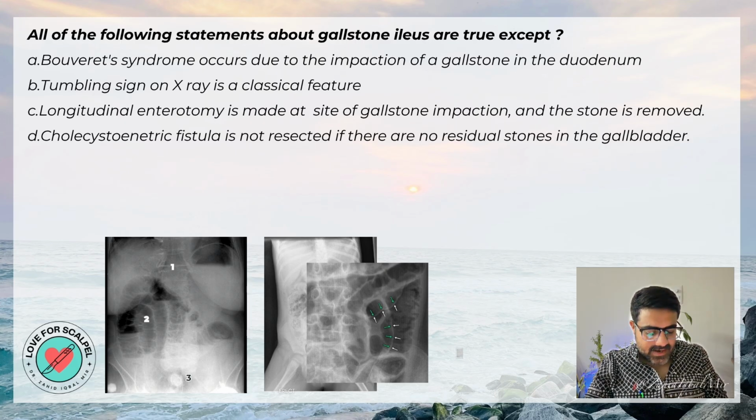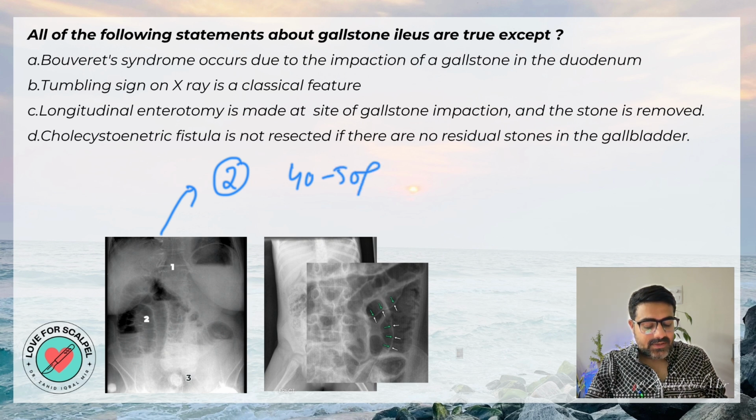Now this Rigler's triad is pathognomonic for gallstone ileus. If 2 out of 3 features are seen, it is pathognomonic of gallstone ileus, and it is seen in 40 to 50% of cases of gallstone ileus.